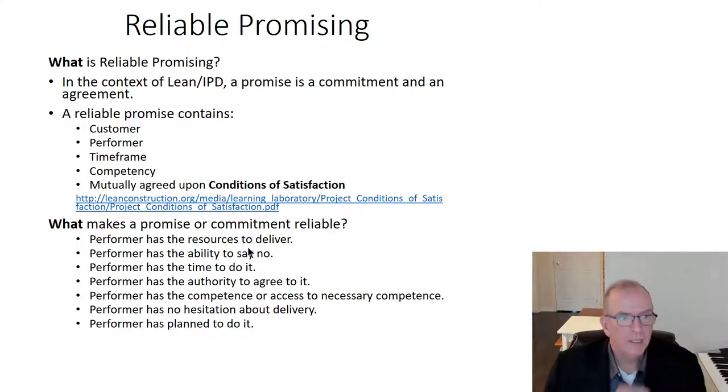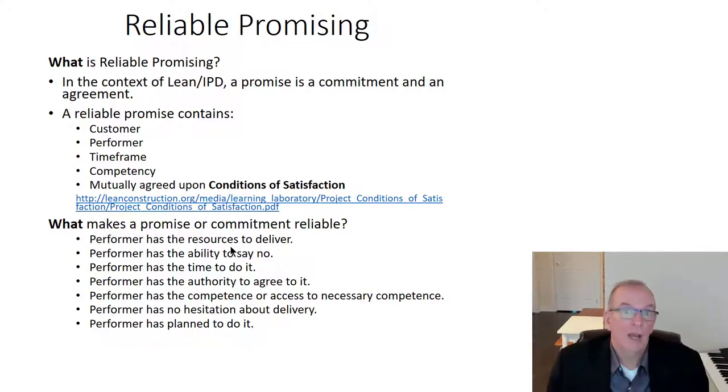So reliable promising is in the context that we're talking about it. It contains the customer, the performer, and remember, customers are who we're handing off something to, the performer or the supplier who's doing the particular act or activity, a duration, and at a level of competency that is meeting the quality expectation for the project, and mutually agreed conditions of satisfaction. So clarity on what exactly somebody is delivering. And this ties into what we call SMART goals as well. We've talked about SMART goals, but it's worth going over in a more granular way. So what makes a promise or commitment reliable?